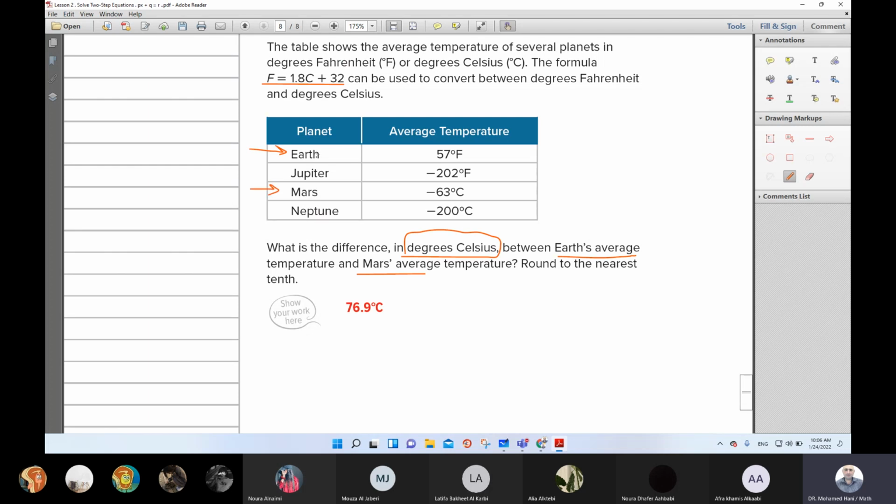So we want to compare Earth and Mars. As you see, the average temperature on Earth is given in Fahrenheit, so here we want to convert to Celsius. How to convert? Use this equation. Put F equal 57, so 57 = 1.8C + 32.